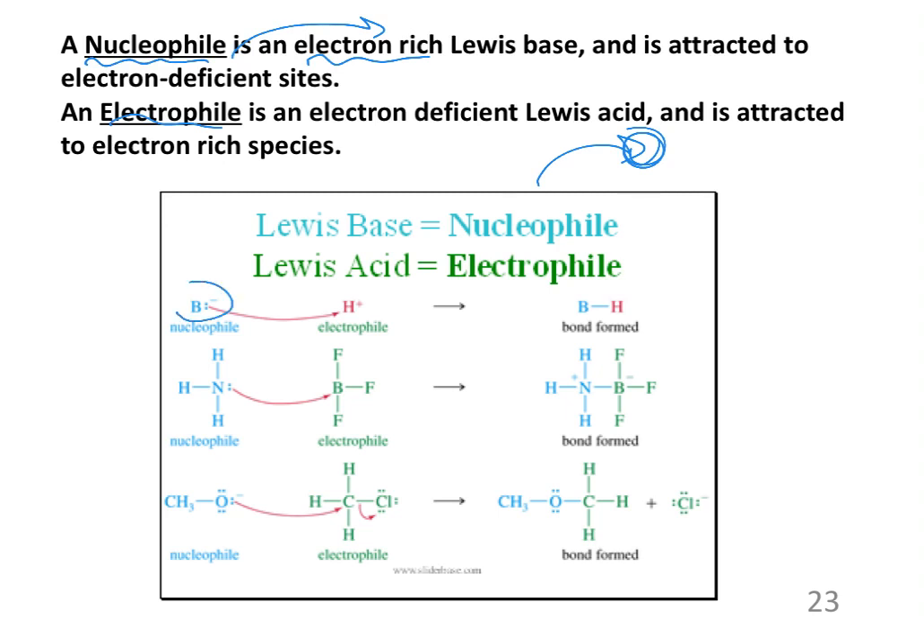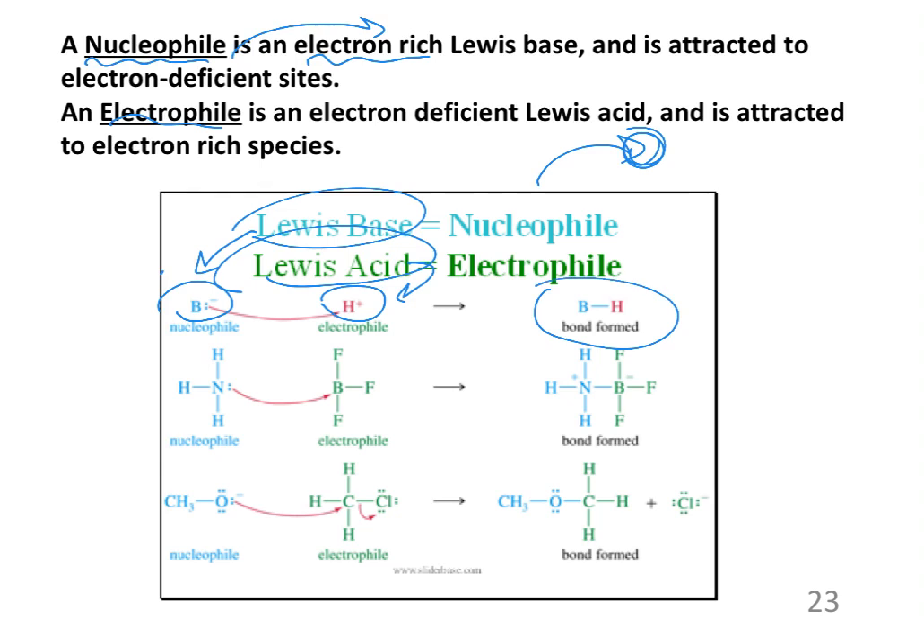So here's a really obvious one. If you have something with a negative charge and something else with a positive charge, it's really obvious that the thing with a negative charge is the Lewis base. It's got the lone pair of electrons. And the positively charged substance is a Lewis acid or electrophile. And so you just make a bond between the two.